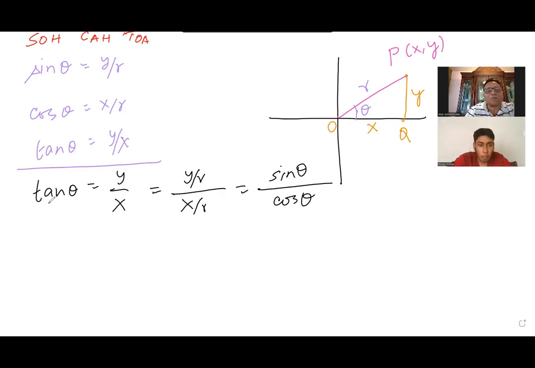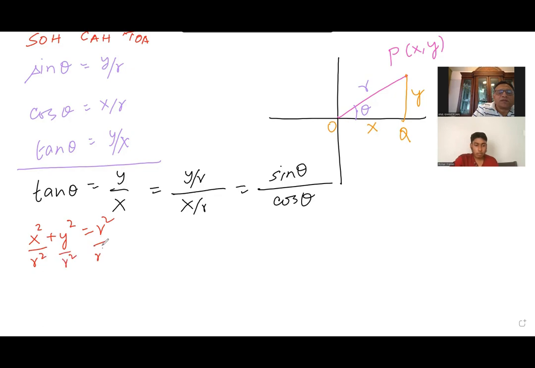Now, from here, we'll actually prove three more identities, which are very, very useful. Let's use the Pythagorean theorem. You remember the Pythagorean theorem? A squared plus b squared equals c squared. In this particular case, since we have x and y, we have x squared plus y squared equals r squared. Is that clear to you? If I divide everything by r squared, what do I get?